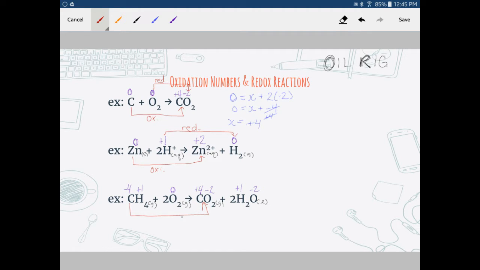And we see that oxygen goes from 0 to -2. However, we see oxygen in two different compounds. We see it in our carbon dioxide as well as in our water. Now, this is something that you may see and it may come up, and it is totally fine. Our carbon goes from -4 to +4, which means it's becoming more positive, which means it's losing electrons, which means this is oxidation.